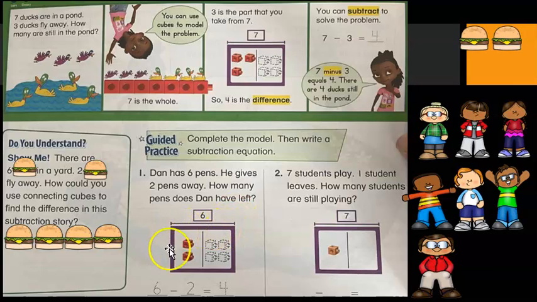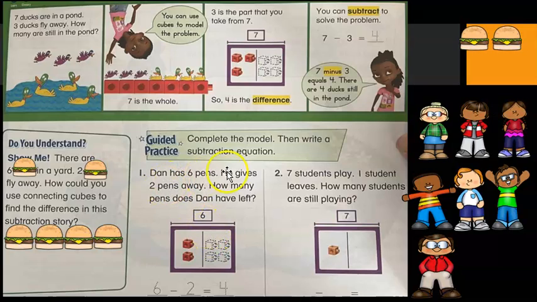Okay, now let's look at this picture that is drawn for you. 6 is up here because that's the whole. That's all the pens you need to put together. So here's how they drew it out for you. Let's count if there's 6 altogether. 1, 2, 3, 4, 5, 6. Okay, look, there's 6 cubes in here.